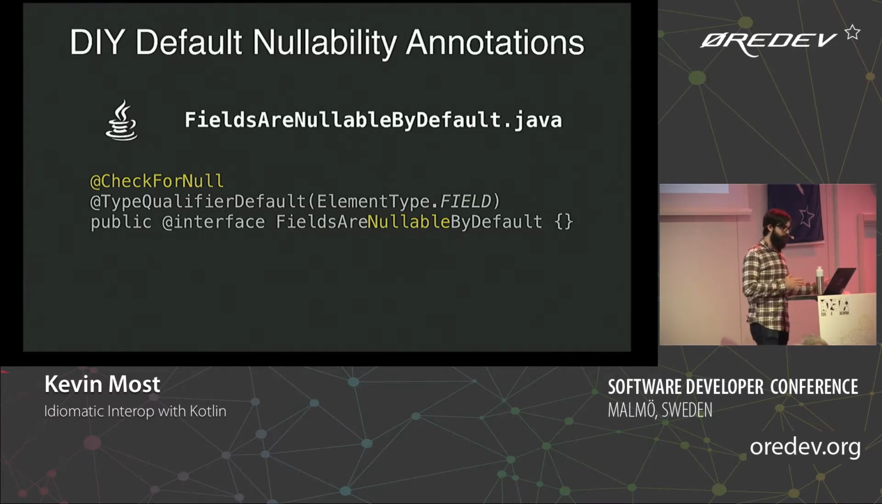So either check for null or non-null with a lowercase n, and then you can change the type qualifier to whatever you want, and you can make your own nullability annotations. You could say return values are nullable by default or non-null by default, right? You can use element type.method, which says this method's return type is nullable by default, which is great because you want to treat, for example, getIntent as nullable, right? You don't want to treat it as a platform type.